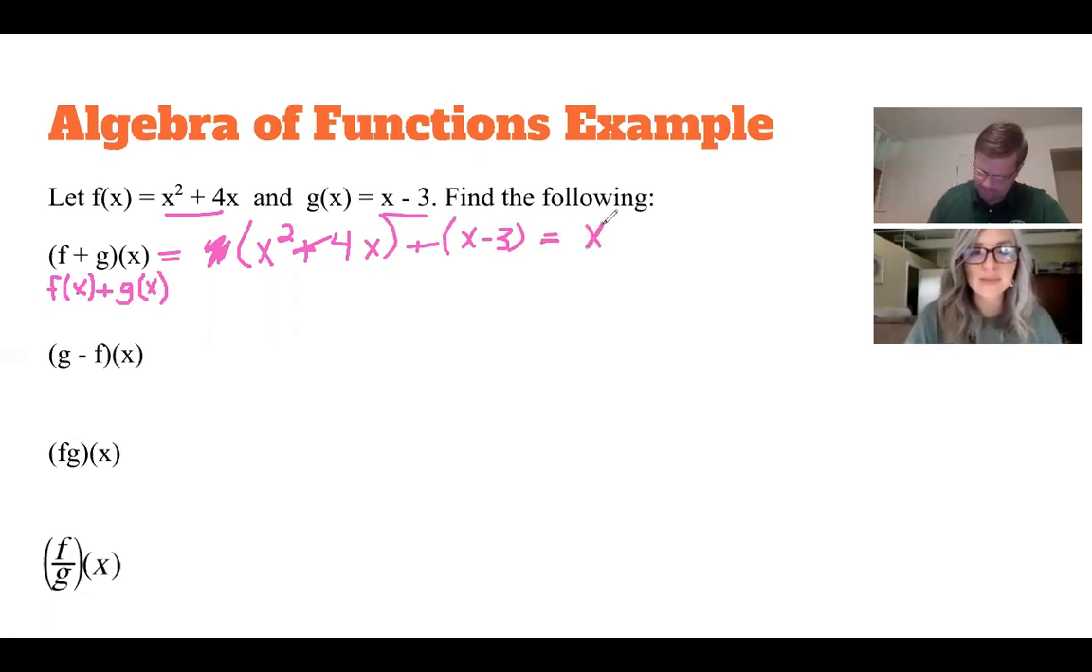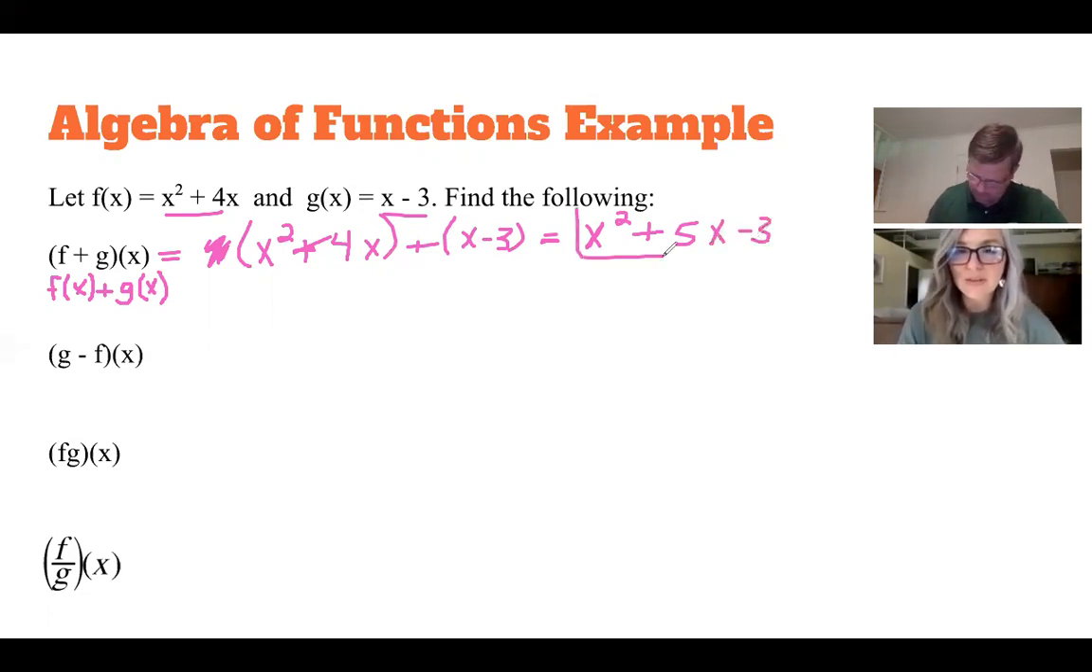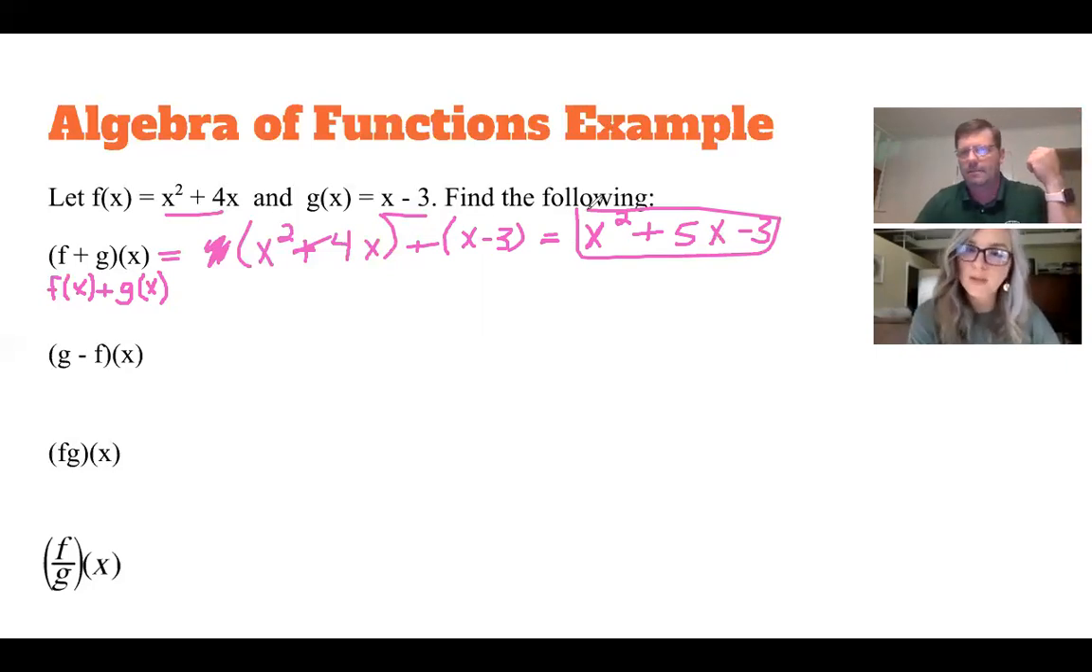Exactly. So now he's combining like terms. So he's going to write his x squared first, and then he's going to combine 4x and 1x to get 5x. And then he's going to tag along the -3 because the -3 doesn't have anybody to play with. Yep, and there's my answer. Addition's easy. That's the easy one because you're combining like terms.